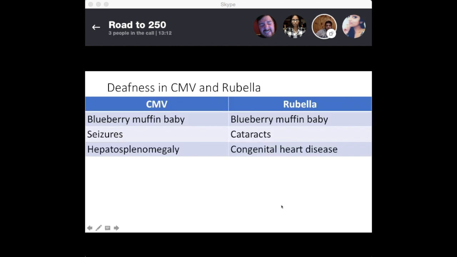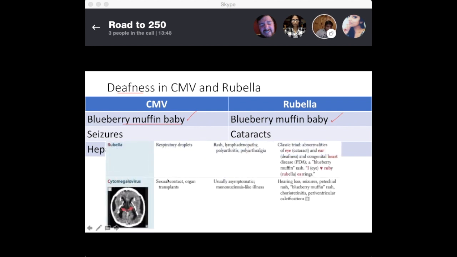So deafness occurs in both cytomegalovirus and rubella. So does blueberry muffin. So these two are very common, right? How you differentiate CMV versus rubella is the other symptoms. In CMV, you're going to see seizures and hepatosplenomegaly. But in rubella, you're going to see cataracts or congenital heart diseases. So just clinically, you're going to see the same thing as far as deafness and blueberry muffin baby. So just keep that in mind.